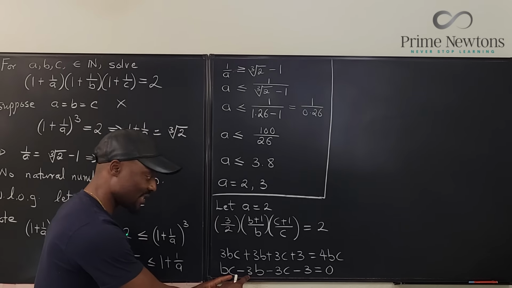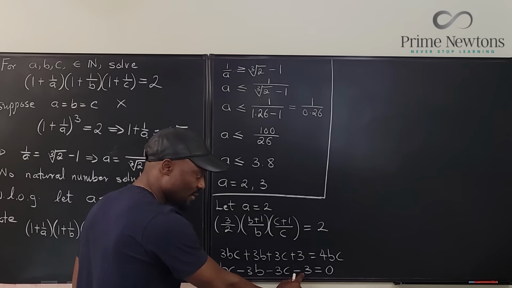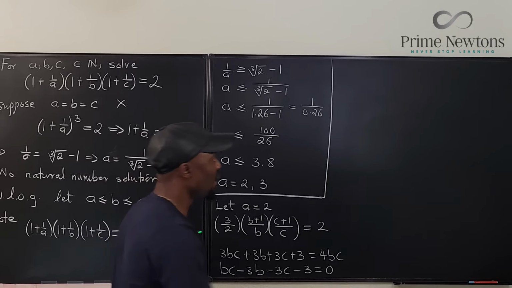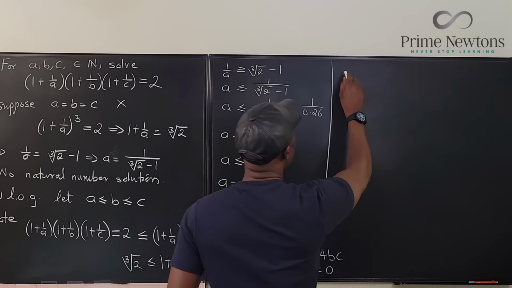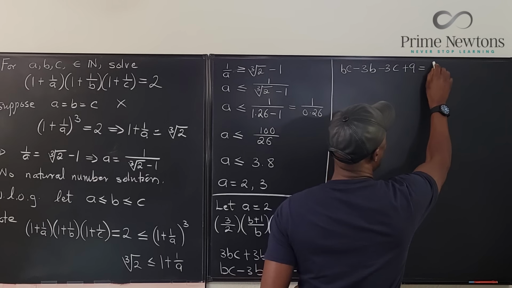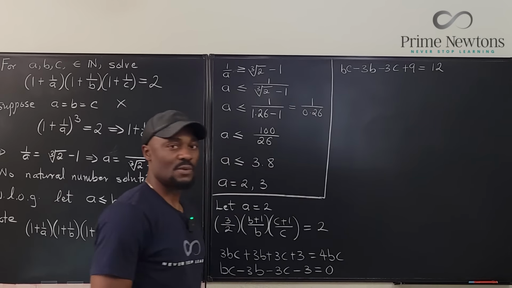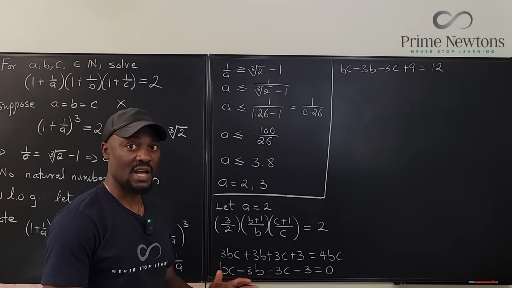It's because I need to get c minus 3. So if I add 12 to this, I need to add 12 to the other side. So I can go here and say, and I'm going to get 12 on this side. You see what I'm saying? I added 12 to both sides.